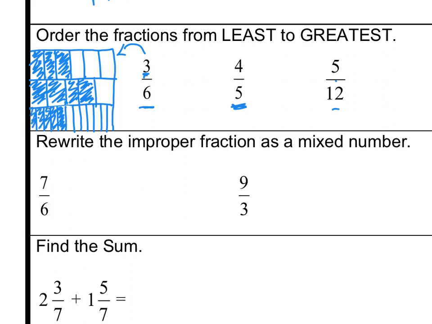And if I change colors, you can see where the 3/6 made it to, where the 4/5 made it to, and the 5/12. And even though this is really close, you can still see that 3/6 is a little bit bigger. So if we go least to greatest, it was the 5/12 that was first. Next would have been our 3/6. And finally, the greatest was the 4/5.